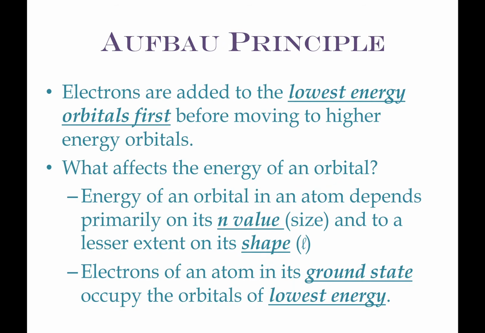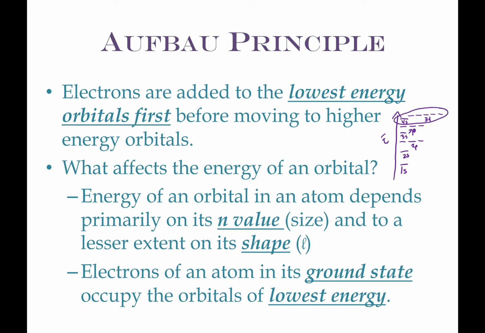Aufbau says we fill them in order of increasing energy. So we fill them in order of increasing energy: 1s, 2s, 2p, 3s, 3p. But then here comes something weird: 4s, then 3d. These are really close in energy, so we start to see some things happen there.